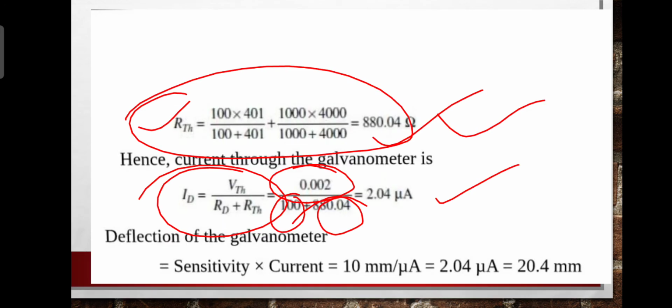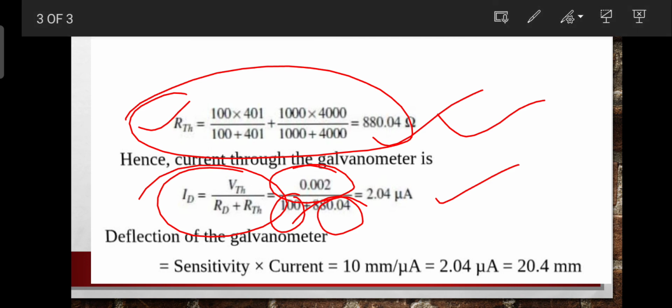So we have to calculate the deflection of the galvanometer. The deflection of the galvanometer is equal to sensitivity into current. Remember that important formula. Sensitivity 10 millimeter per microampere into our current across the galvanometer, 2.04. Here it is not equal, it is multiplication. Therefore we get 20.4 millimeter. So our problem is complete.